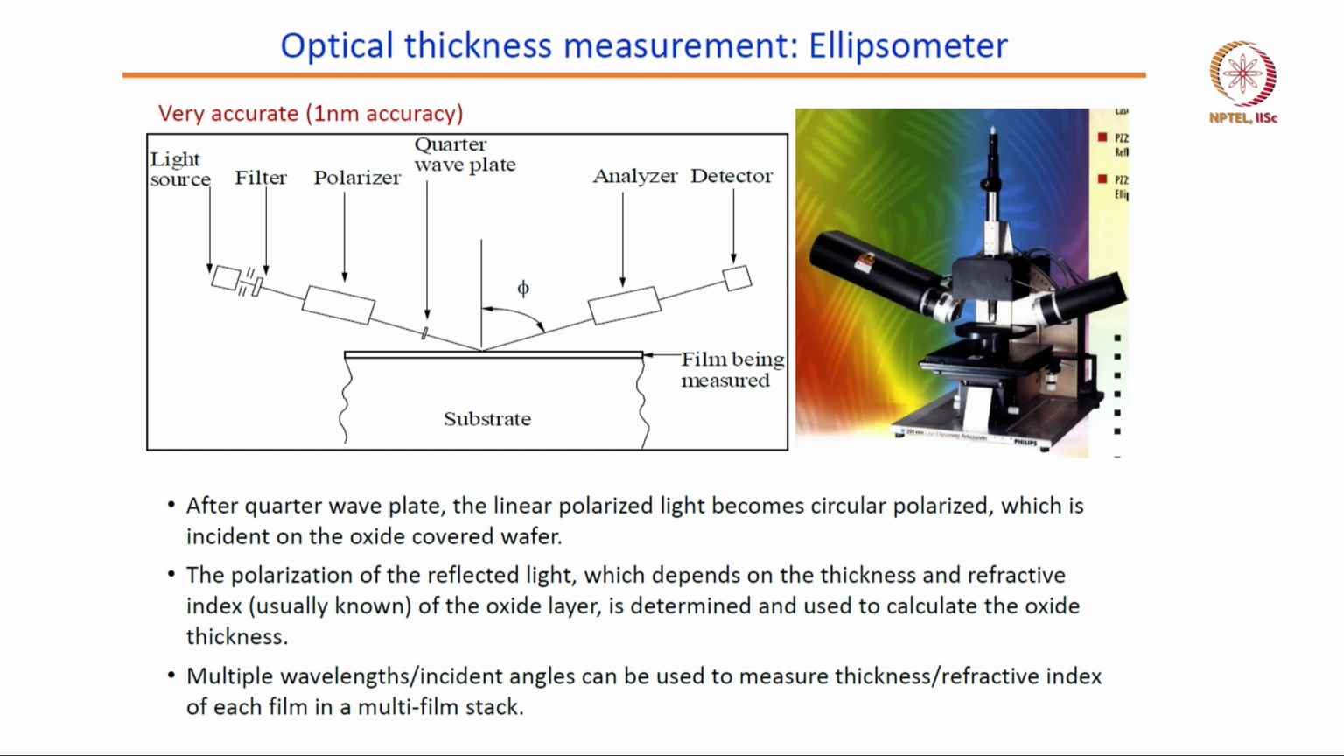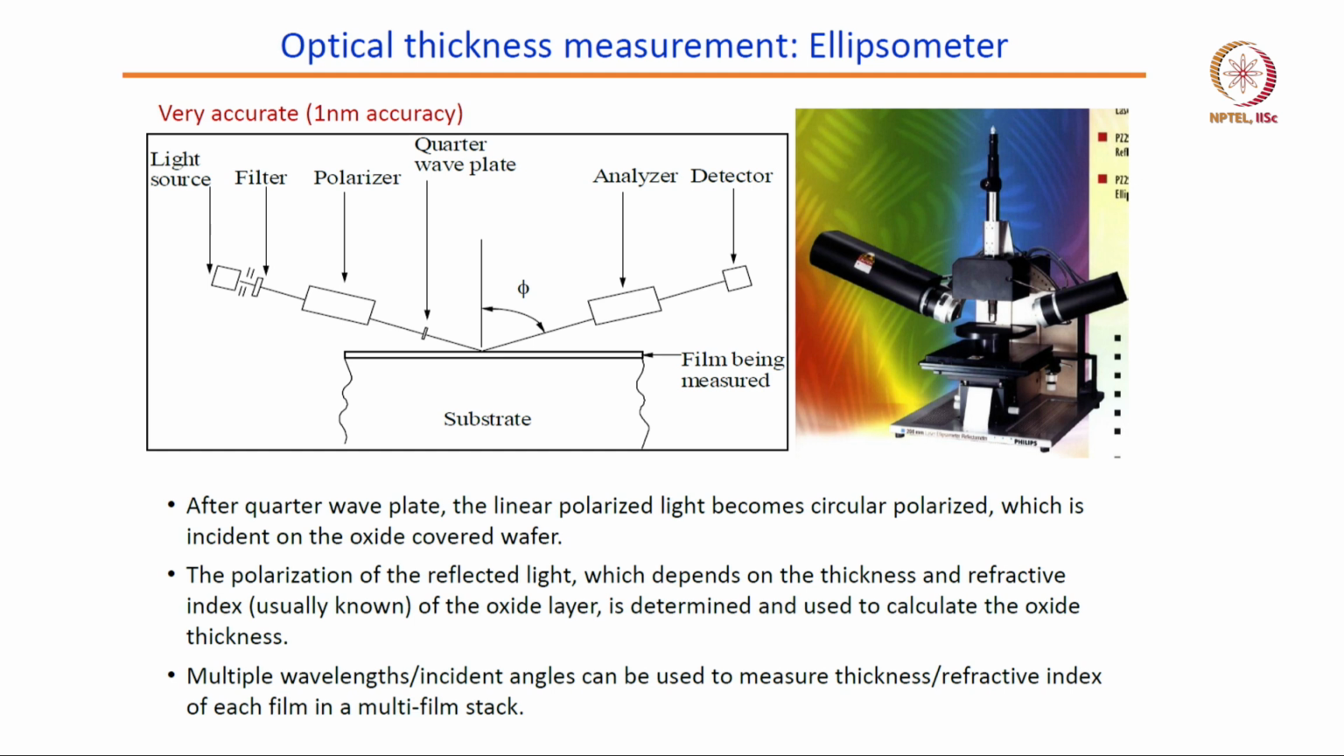A much better measurement of silicon dioxide can be made using the ellipsometer. You can see the figure of the ellipsometer in this slide, and the way it works is the light will pass through the filter, and be sent to the polarizer through a quarter wave plate. It will hit the silicon dioxide thin film, and the reflected light will be analyzed and sent to the detector, and finally we can understand the thickness.